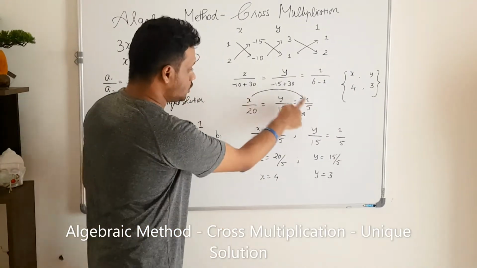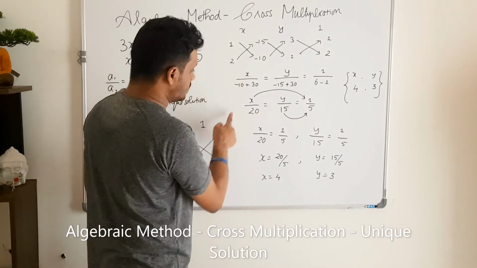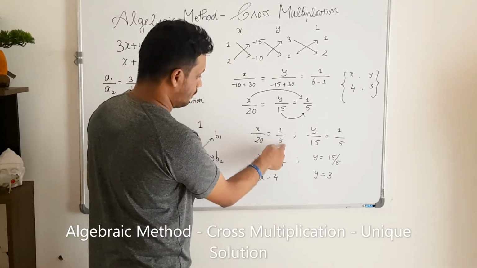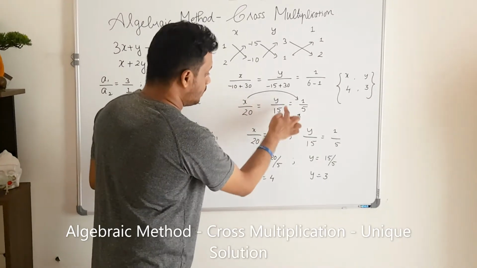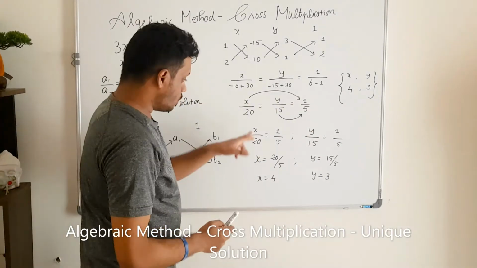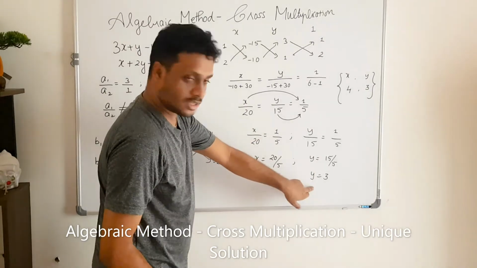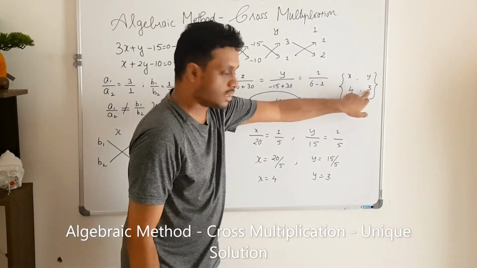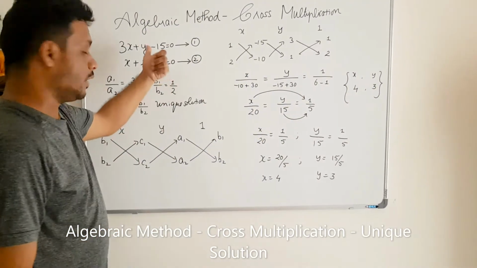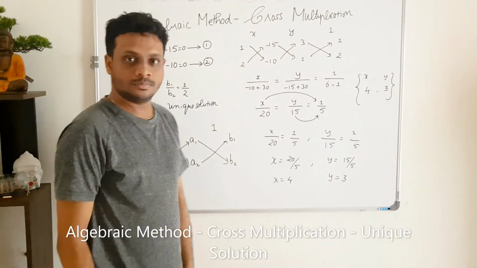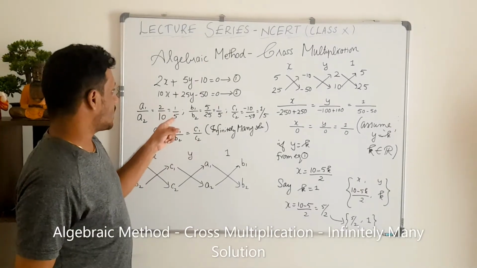So when I equate x with 1, if I simplify this, I get x by 20 is equal to 1 by 5. Then the other set is y by 15 is equal to 1 by 5. So when I try to find the value of x, I get x is equal to 4, and here I get y is equal to 3. So 4 comma 3 is the solution which will satisfy both of these equations. So this is the second example.